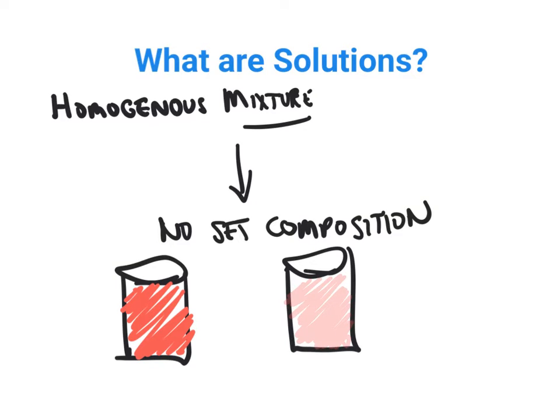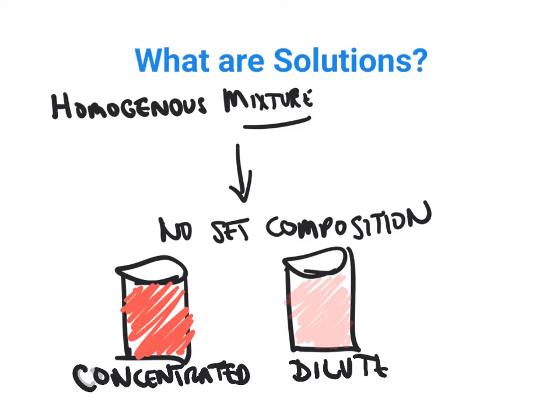And we say that the solution that has very strong Kool-Aid is concentrated. And we say that the solution that is very, very weak, or doesn't have a lot of Kool-Aid in it, is dilute. But they both look the same throughout. They're both homogeneous mixtures, and they're both solutions.